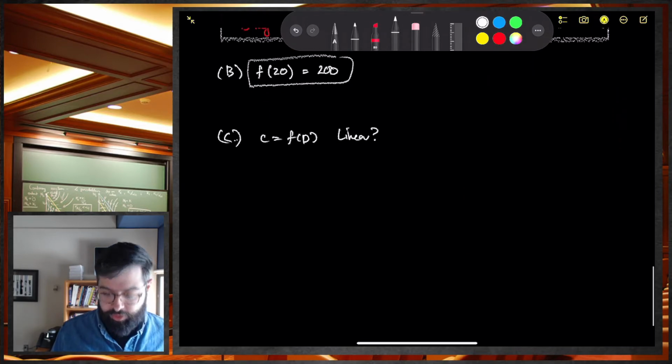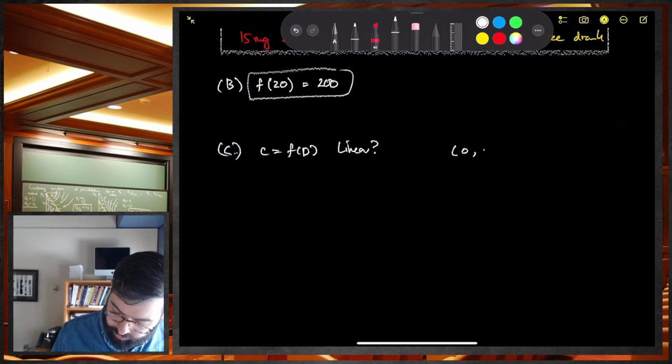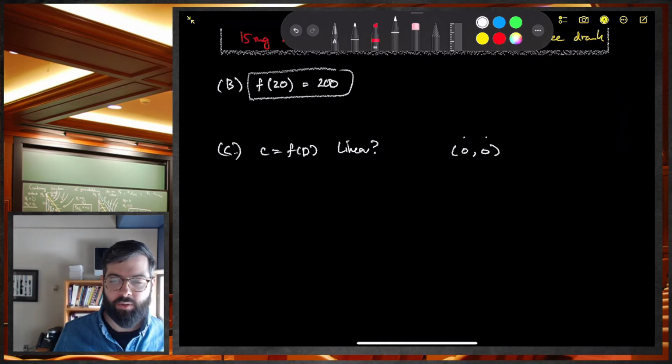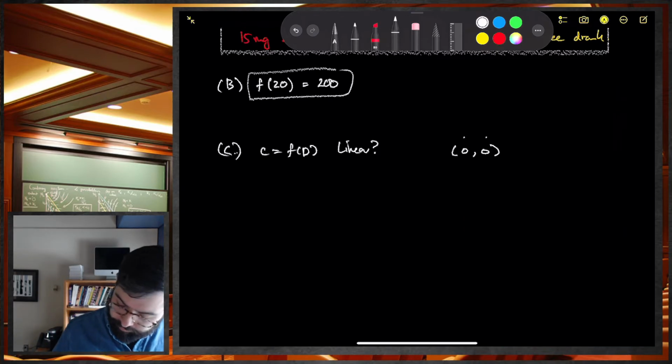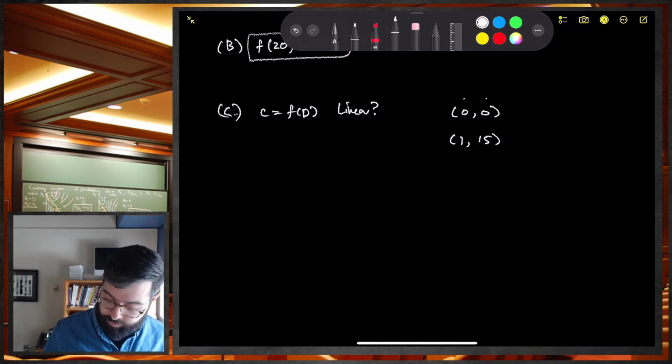One would be, you could name the fact that this is a biological process, that things tend to decay over time based on percentage. So if you have that kind of background knowledge, great. But here's one thing to note. If you know that we have the point (0, 0), meaning if you don't drink any coffee, you've got no caffeine in your system, or you haven't ingested, let's say. And we also know that for 1 ounce drank, there's 15 milligrams ingested. And then here we have this statement, that with 20, we ingested 200.